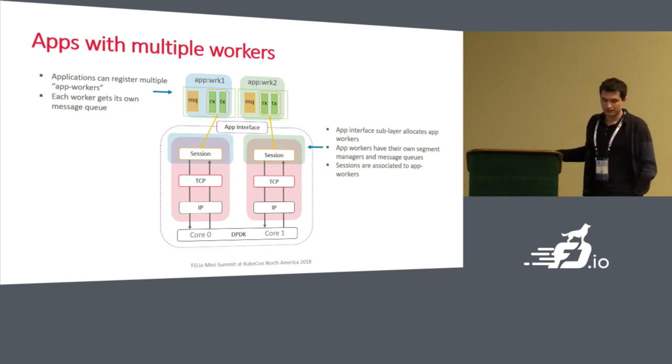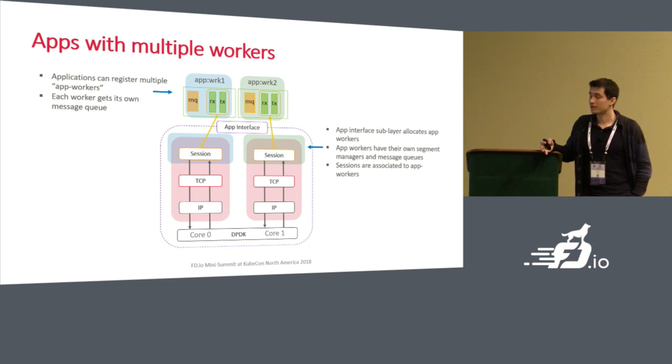Recently, and that means after 1807, we started thinking about following this approach further up into the application level. So in other words, applications may have multiple workers, and they may want to register those workers with VPP and have sessions pinned to them. And to this extent, now the session layer in VPP accepts multiple application registrations. So they can register multiple workers. For each worker, we allocate their own session, their own message queues, and they have their own segment managers and so on and so forth.